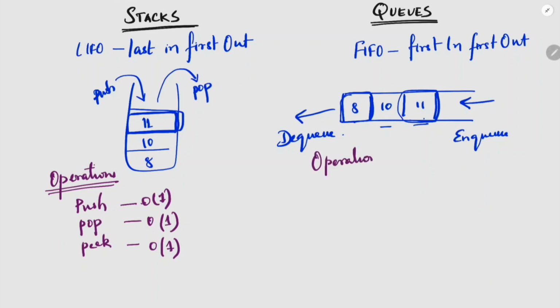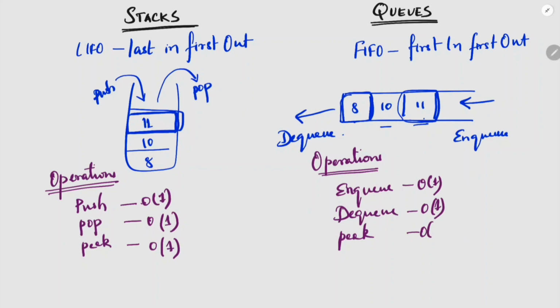Queue supports three similar operations, which are enqueue, dequeue, and peek again. And all these operations take O of 1 time because you have direct access to all the elements. Enqueue is nothing but adding new elements to the queue. We'll be appending them at the end. And dequeue is removing the elements at the front. And peek is looking into the element which is there at the front of the queue.